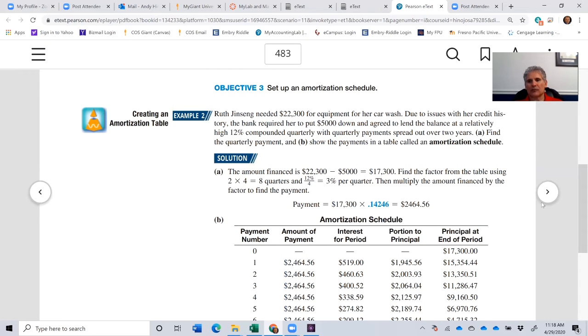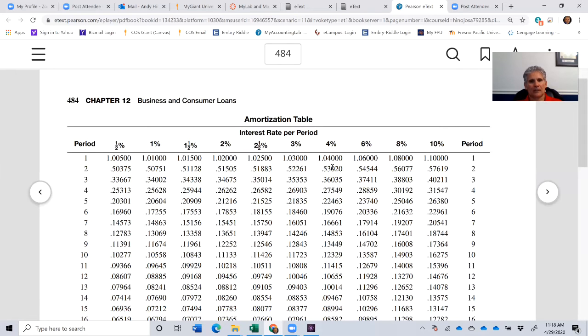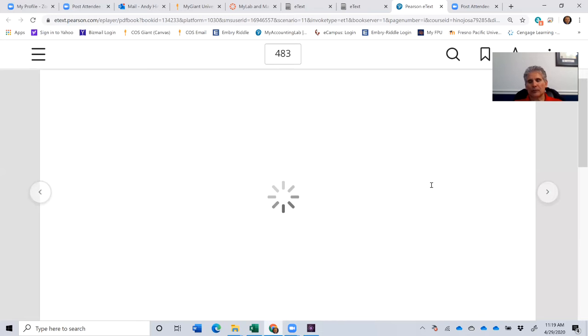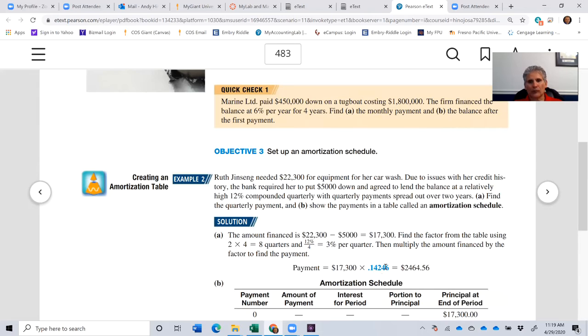8 and 3%. So let's go look. We'll go to 8 payments, and then come across until we get to 3%. The factor is 0.14246. We'll carry that factor over so that we can compute the payments. 0.14246 multiplied by the amount being borrowed, $17,300, gives us quarterly payments of $2464.56.